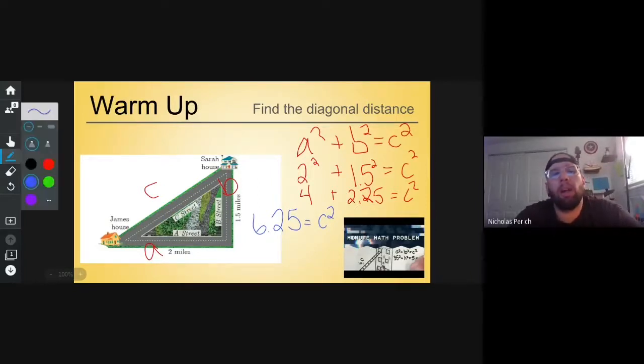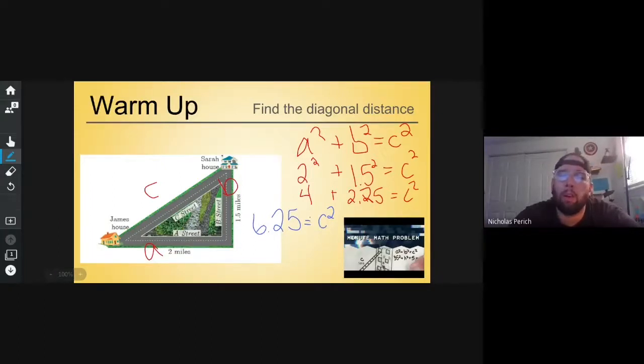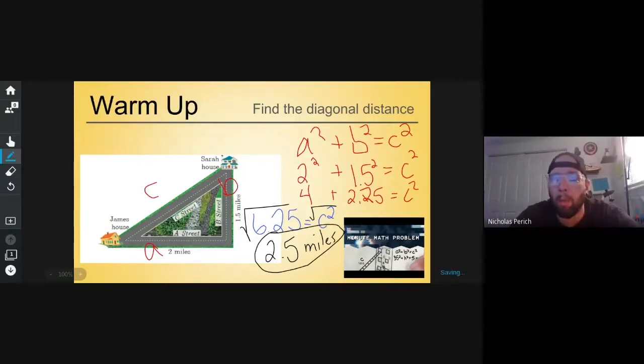Is C all by itself? No. What is in the way? Squared. Square root both sides. And 6.25 is, believe it or not, 2.5. 2.5 what? Miles. So that's what C is. And I'm not even going to put C in my final answer because I don't care if it's C if I'm trying to answer this word problem. I'm going from James to Sarah's house. Or maybe I'm going from Sarah's to James' house. Either way, I'm driving 2.5 miles.